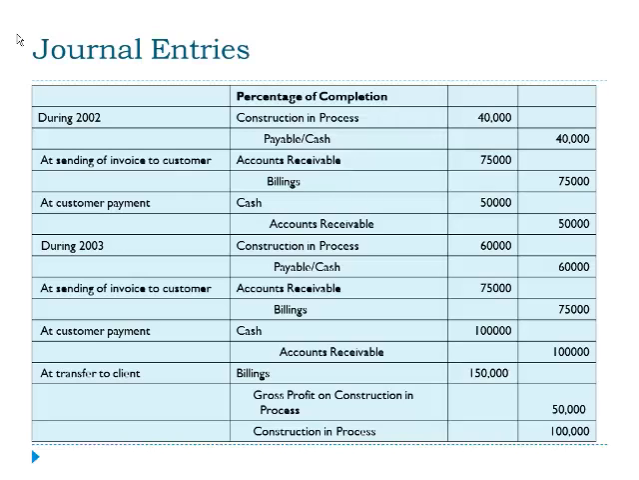That $50,000 credit is the increase in owner's equity because we were able to charge customers more than the cost of building the satellite, airplane, ship, whatever it is. That gross profit on construction in process is going to be recognized on the income statement in 2003.